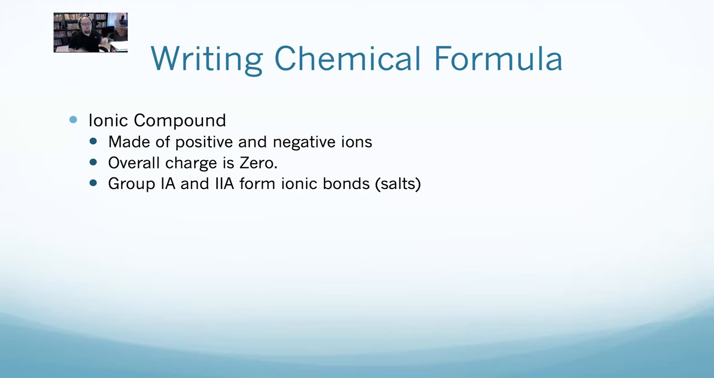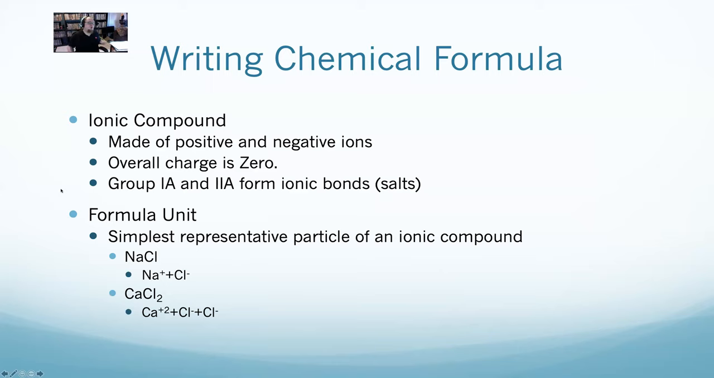It's worth noting group 1A and group 2A are called salts, but I don't know why I bothered saying that. It's not that important. And what happens when you have a formula unit is the total charge must be zero. Sodium chloride is one sodium and one chlorine because we have a charge plus one and a charge negative one.